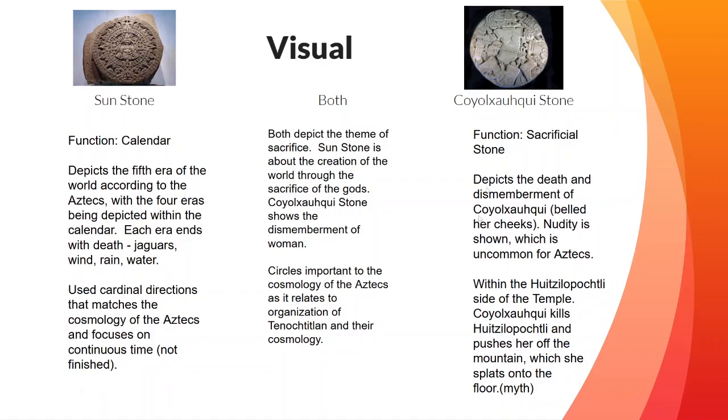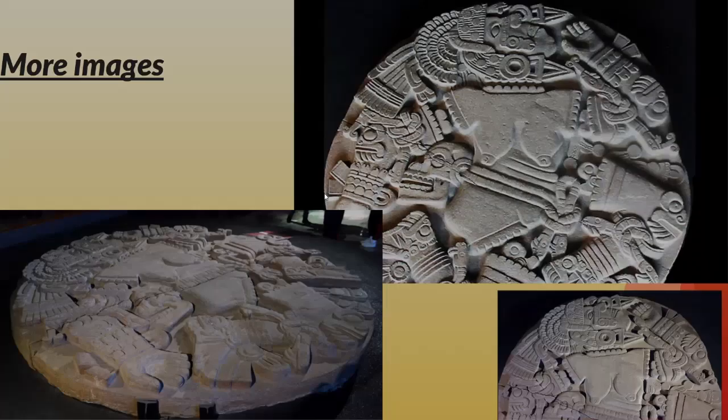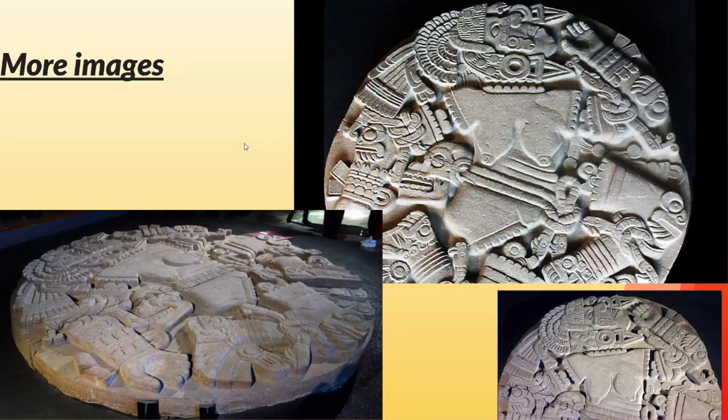They both depict a theme of sacrifice, so sacrifice is still part of it. The sunstone shows the creation of the world through the sacrifice of the gods. Again, the end of each era, while the Coyolxauhqui stone shows the dismemberment of one woman of that sacrifice, as well as having the function of a sacrificial stone. The circles themselves are both important visually to that cosmology of the Aztecs. As it relates to Tenochtitlan, again, time is cyclical. Here's some more images again.